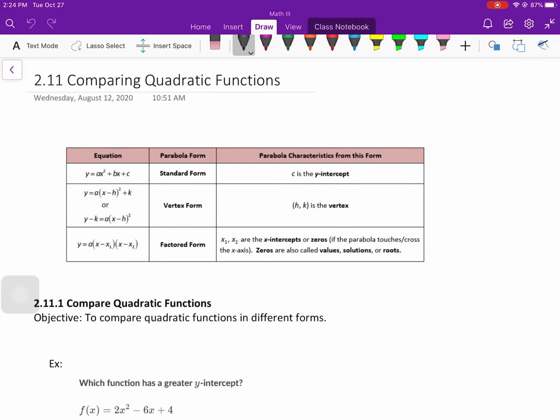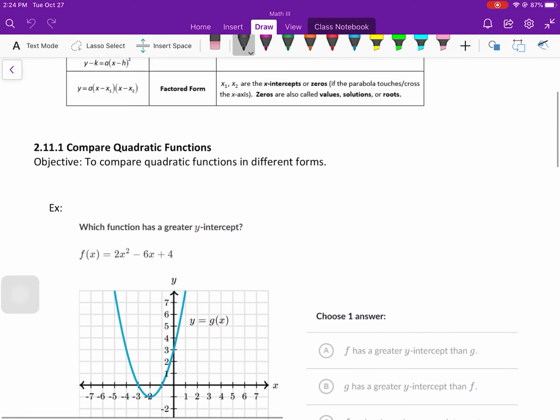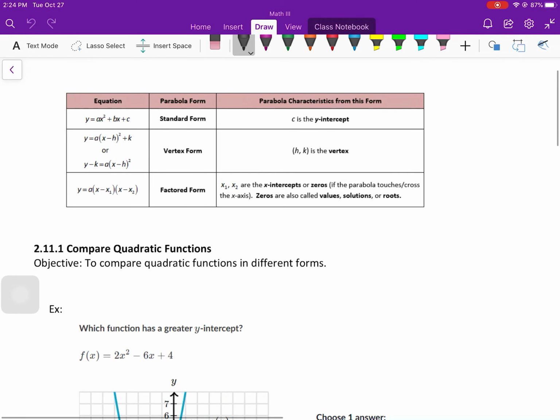Comparing quadratic functions in different forms. So let's take a look. And we learned this in the last section, might as well go back over it. So standard form's good for the y-intercept. The y-intercept is simply just c. Vertex form's good for the vertex.